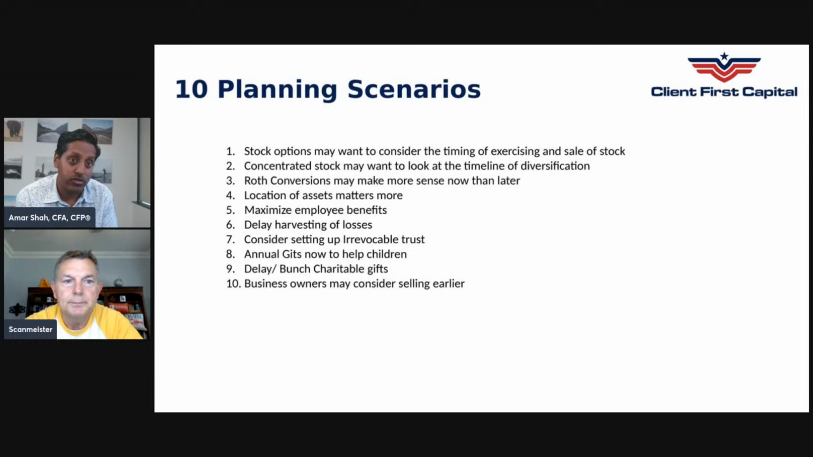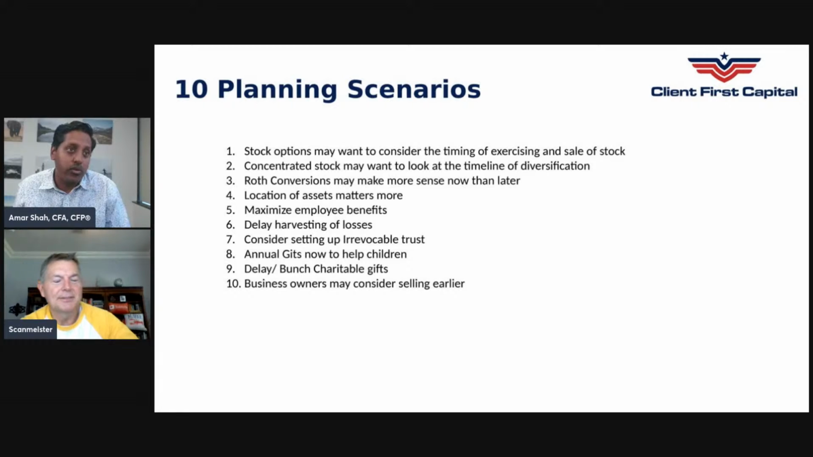I have somebody that's doing it on a monthly basis. That may be a little bit excessive, but you can do it quarterly or yearly. But essentially, you're able to transfer those after-tax dollars into a Roth 401k or Roth IRA.